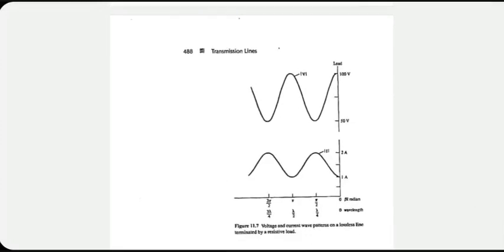It's a lossless line with a real load, which is the case I'm considering right now. You see that wherever voltage is maximum, current is minimum, and wherever voltage is minimum, current is maximum. That's the expected behavior. For lossy lines, this situation remains almost intact, but each successive maximum is slightly lower in magnitude compared to the previous one. The locations don't change, but there is a gradual decay in the value of the maxima and minima in a lossy line.